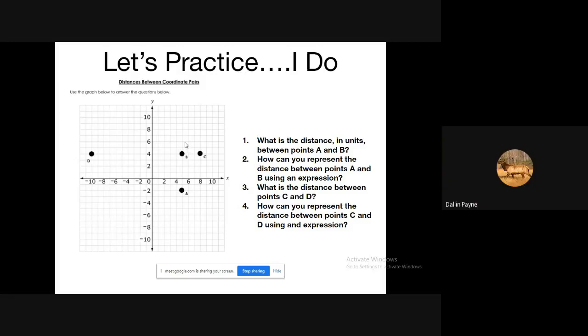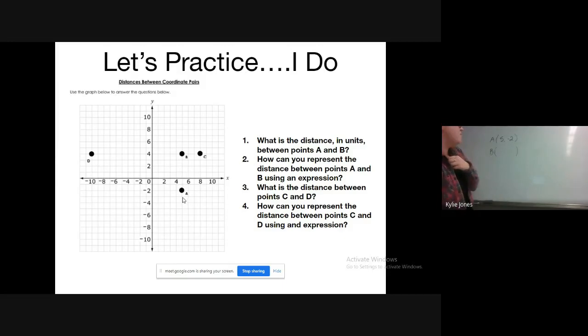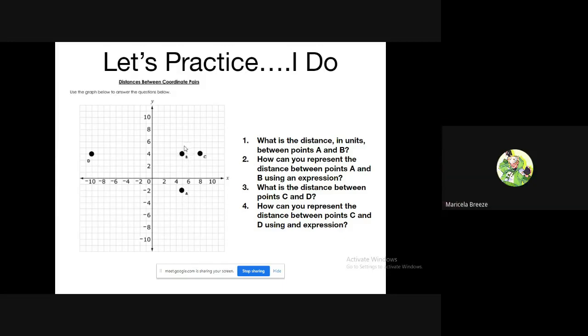Wait, which ones are we doing? D and A? Yeah, A and B. So we just found the ordered pair for point A. What would the ordered pair be for point B? Over 5. It'd be 4. B is 5, 4.